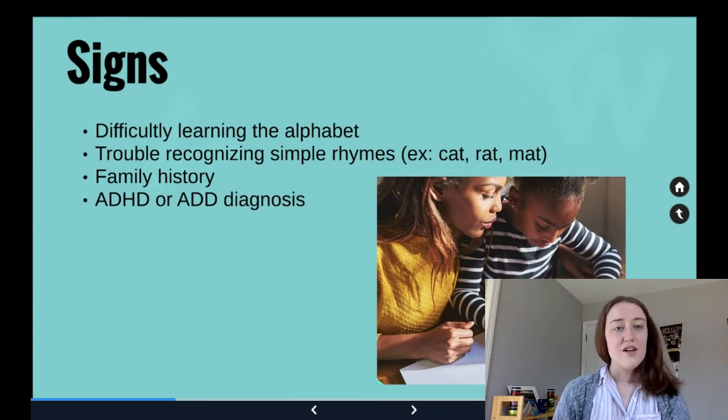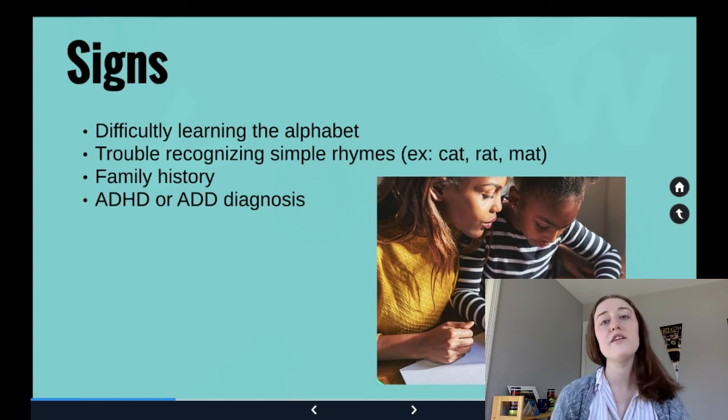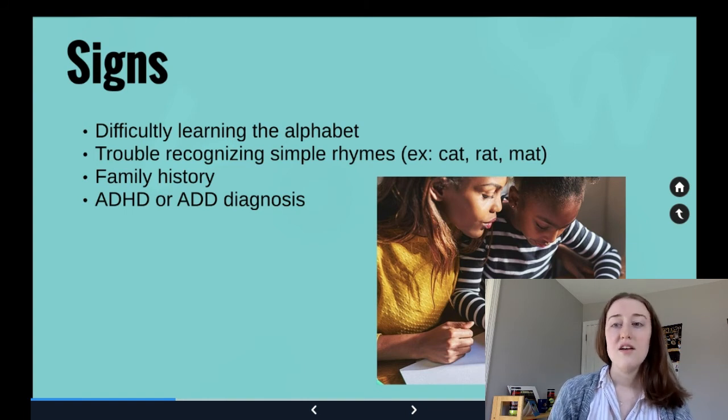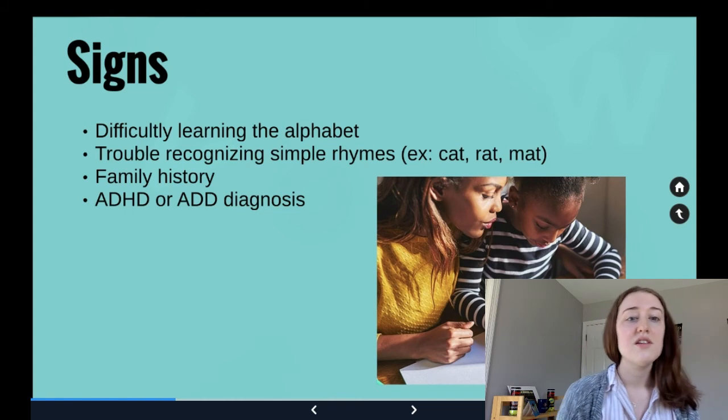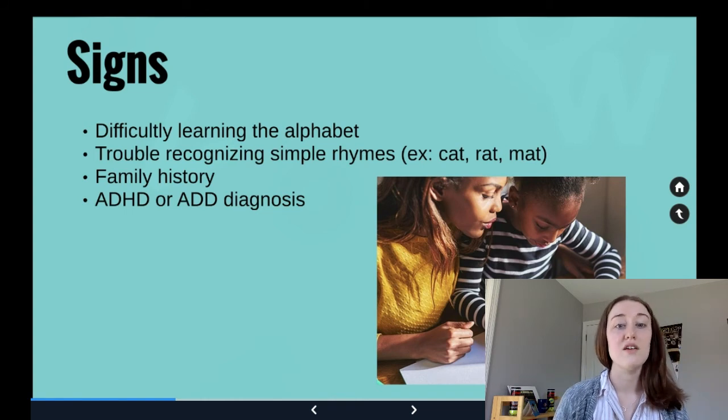Okay, so signs of dyslexia. These are more for younger children, so preschool to kindergarten aged kids. You might see some of these signs like trouble recognizing simple rhymes like cat, rat, mat, and difficulty with learning the alphabet. And I wanted to actually answer someone's question here.